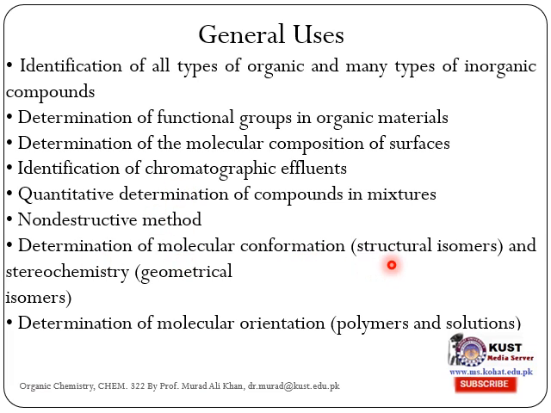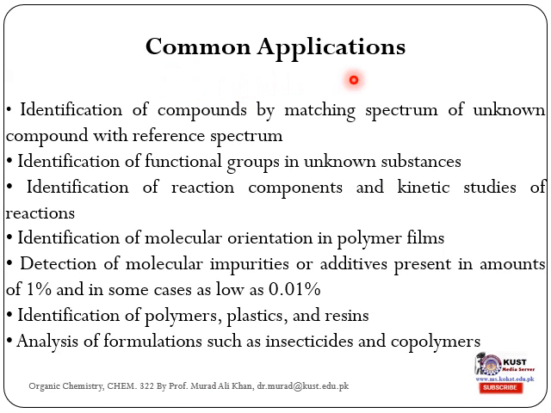Determination of molecular conformation like structural isomers and stereochemistry, geometrical isomers. The determination of molecular orientation in polymers and solutions. Applications. Some common applications of IR spectroscopy: identification of compounds by matching the spectrum of unknown compounds with a reference spectrum, identification of functional groups in unknown substances, identification of reaction compounds and kinetics studies of the reactions, identification of molecular orientation in polymer films, detection of molecular impurities or additives present in amounts of 1% and in some cases as low as 0.01%, identification of polymers, plastics and resins, analysis of formulations such as insecticides and copolymers.